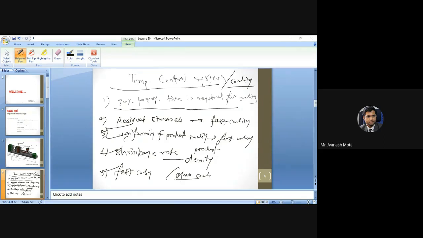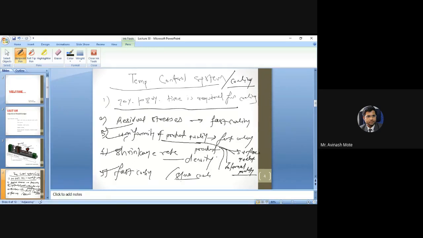Okay, and what is there another? Now see, quality of product, in the sense there are so many parameters. Quality of the product: surface quality. Okay, then internal quality means what? Strength of the product, density of the product, no voids, no open spaces. Internal quality.